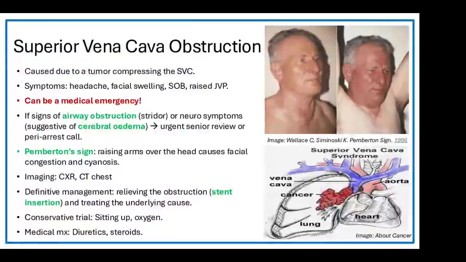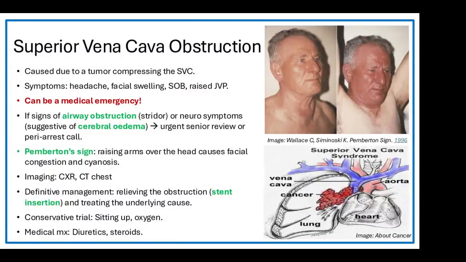So SVCO is essentially caused by a tumor that's compressing the superior vena cava. We know that the superior vena cava is a big vein that carries deoxygenated blood from your head, neck, and upper limbs to the right atrium. And it can be a medical emergency as well. So if there are any signs of airway obstruction, such as stridor, or if there are neurological symptoms that suggest some element of cerebral edema, then you want to get an urgent senior review or do a peri-arrest call.